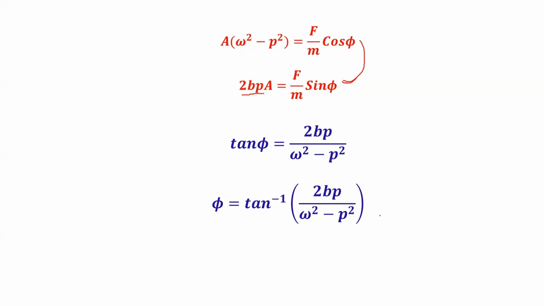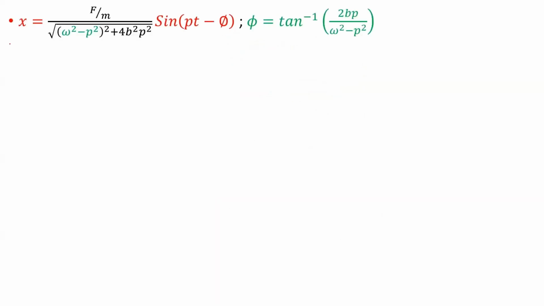If you substitute these a and phi values in the actual solution, what was given? x equals a sin(pt minus phi). If you put the value of phi and a, you can get the actual solution. So this is the actual solution. In place of a, we put this one, and in place of phi, we put this. Now we will discuss the different cases here.